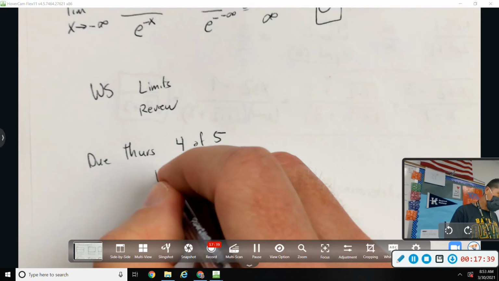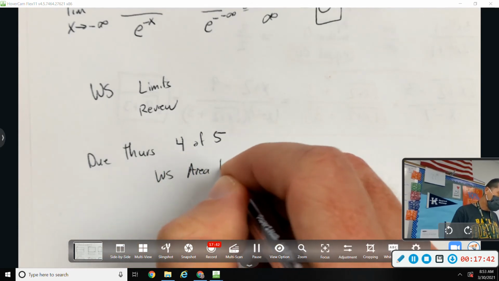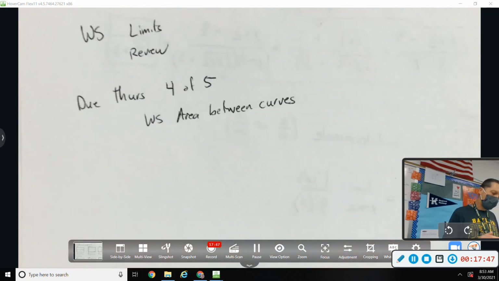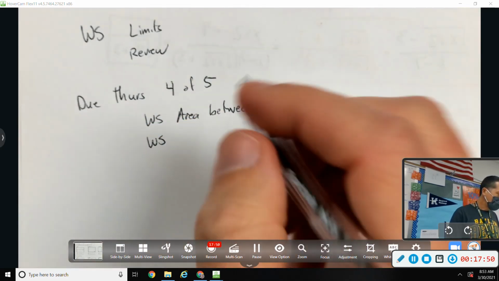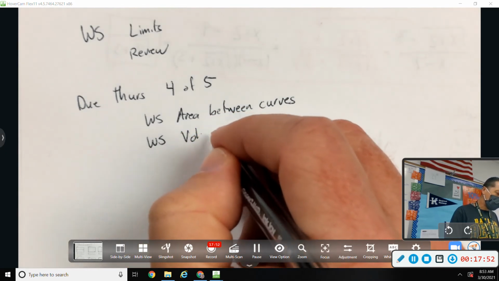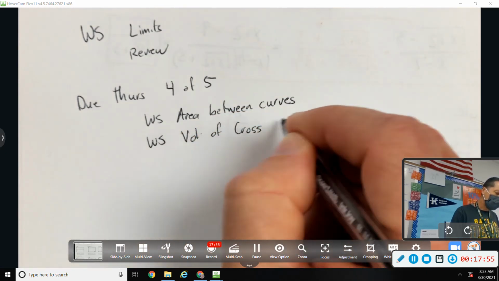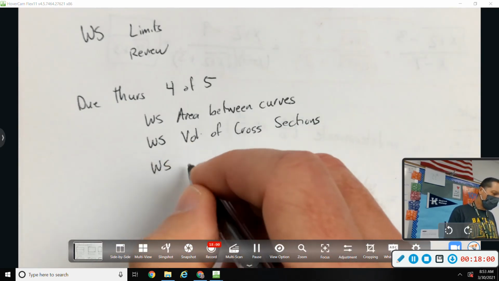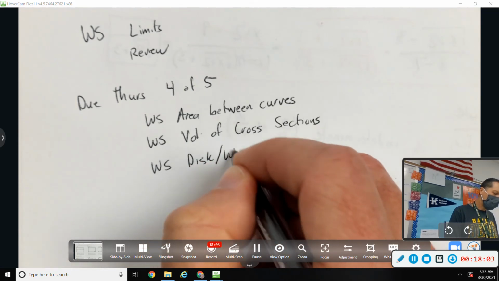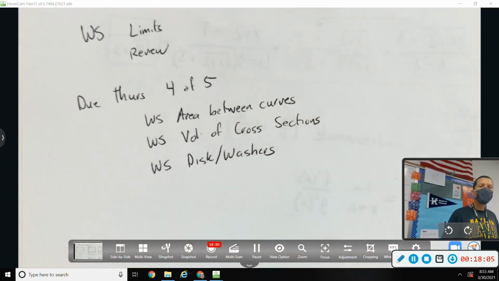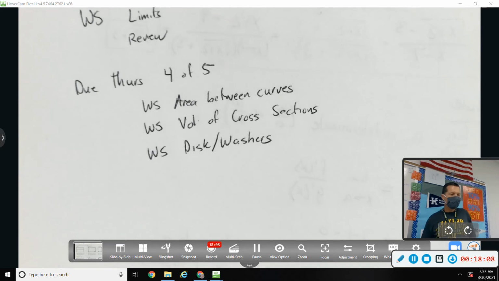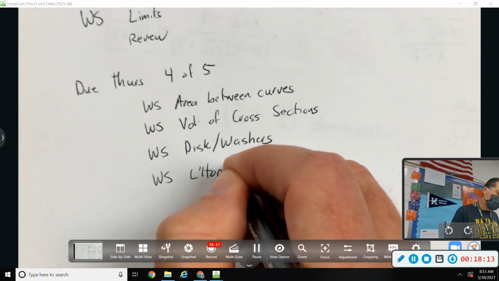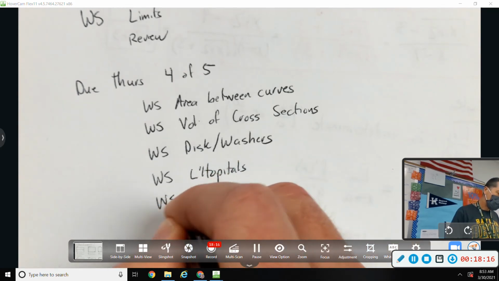There was a worksheet on the area between curves: top minus bottom, from left to right. There was a worksheet on the volume of cross sections. There was a worksheet on discs and washers. That's what we did at the start of today. We did one of those. And then there's a worksheet on L'Hopital's rule and a review worksheet.